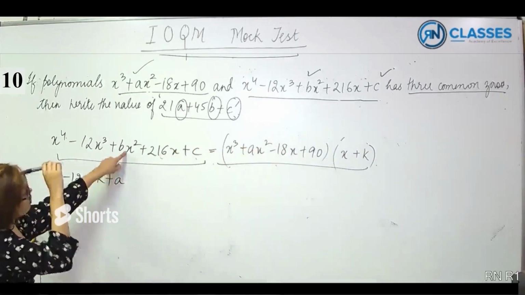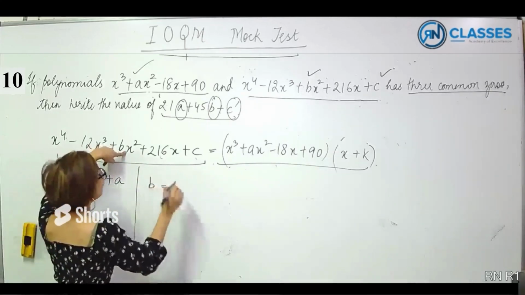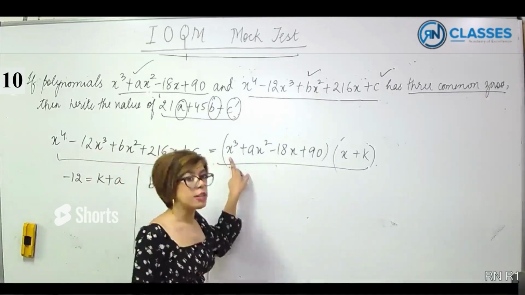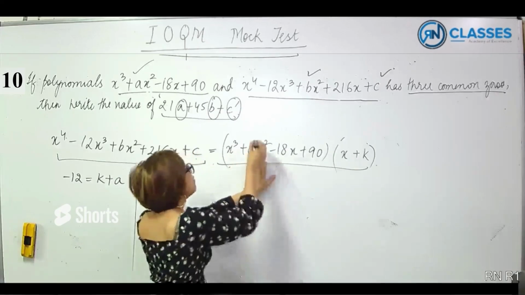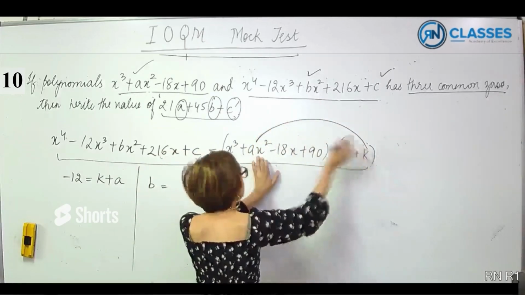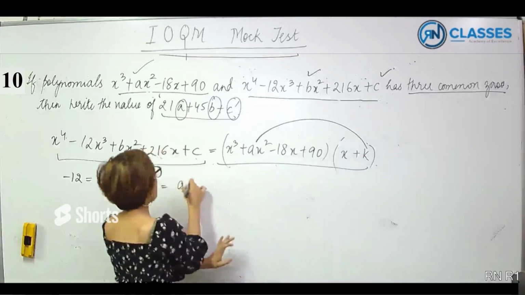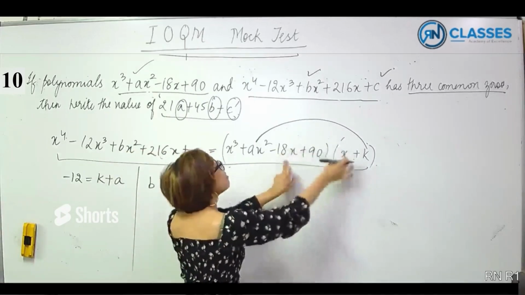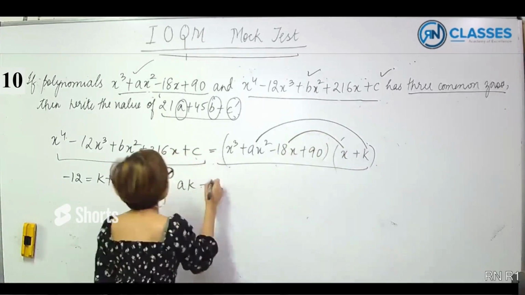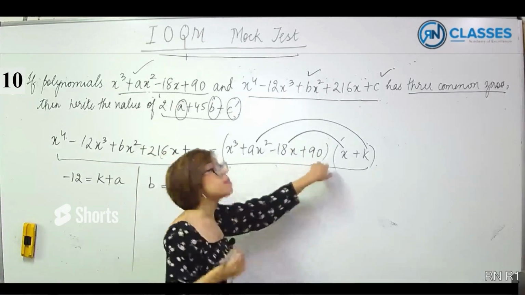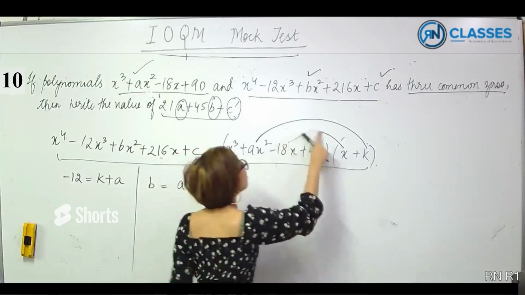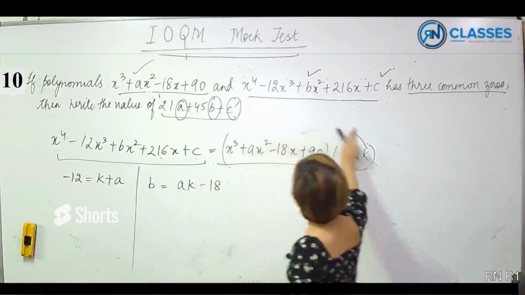Now, let's move on to x square. The coefficient of x square is b. Obviously, I will not start with x cube. I will start with x square. Now, this will need to be multiplied by the constant term. So, that is ak. Then, this one needs to be multiplied here. So, that means minus 18. This cannot be multiplied by anything. So, it's okay. Second relation I got.